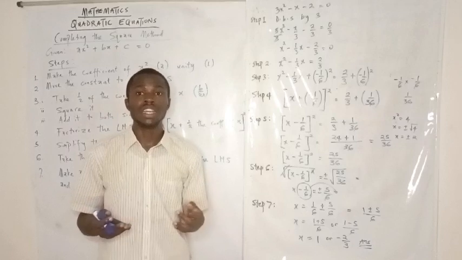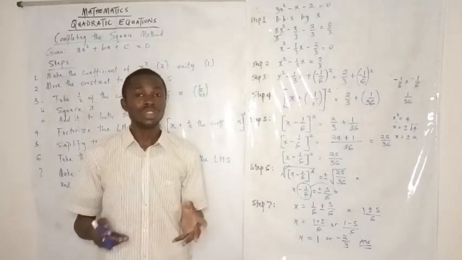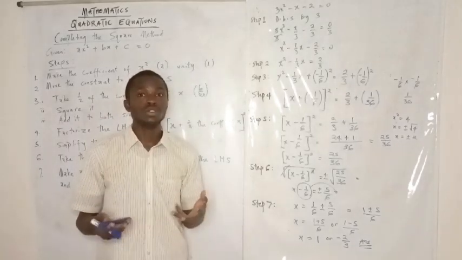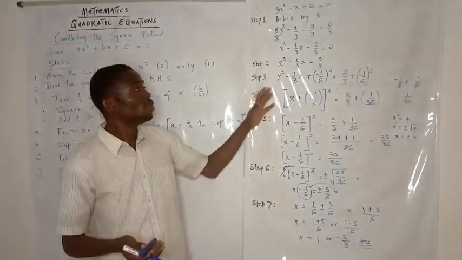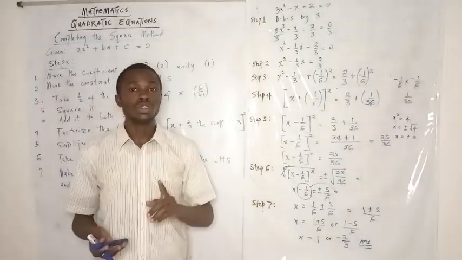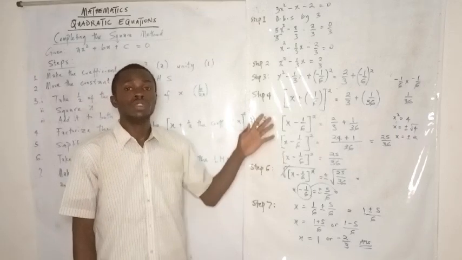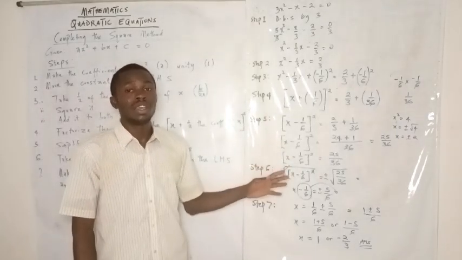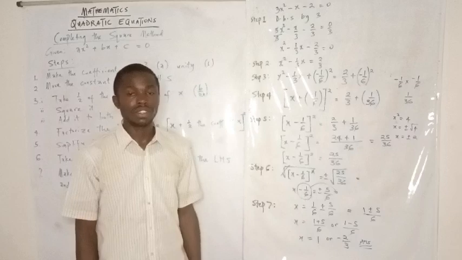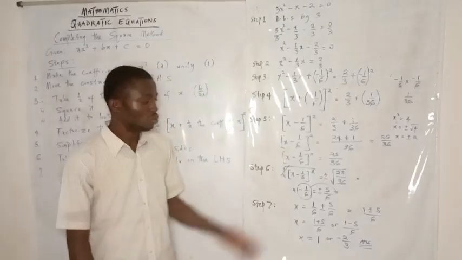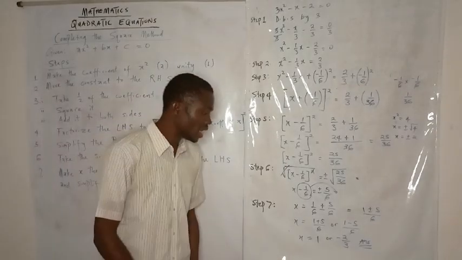If you should feature in an external examination or in a quiz session or in an assessment, and you're told to use the completing the square method, even if that question is factorizable, you need to use the completing the square method. If you don't use the method that is stated, you will not earn the marks. So that's also another reason you need to know this. So this is the answer.